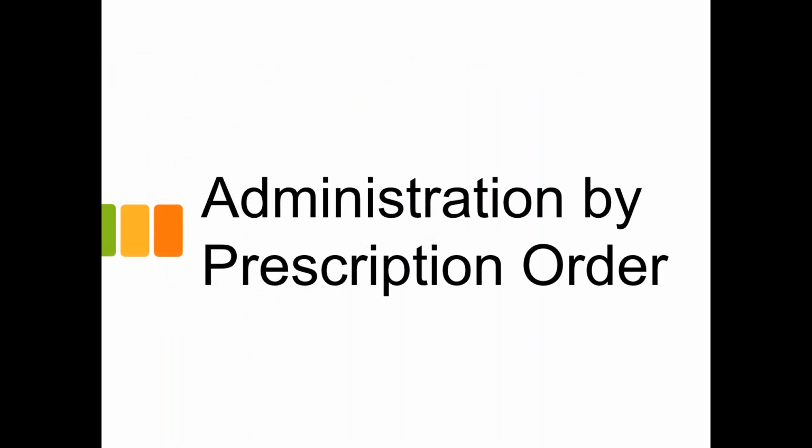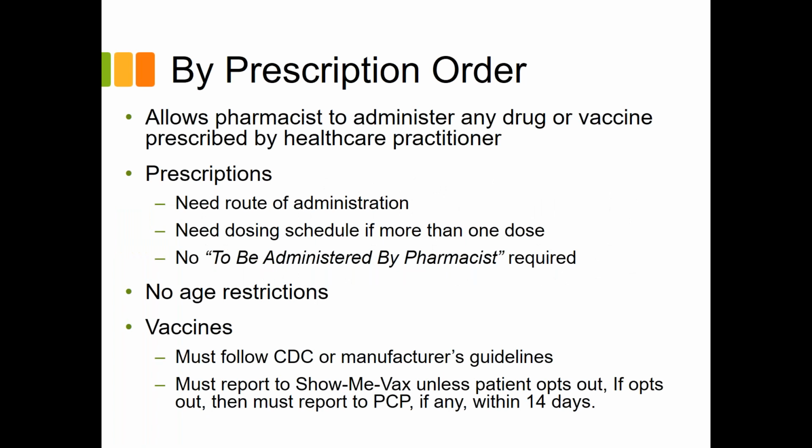So I'm going to move on now to administration by prescription order. This rule allows pharmacists to administer any drug or vaccine that's prescribed by a healthcare practitioner. The prescriptions need to have the route of administration on it, and if more than one dose is to be given, then it needs to have a dosing schedule. Other than that, it's pretty much the same as any other prescription requirement, but we no longer require the statement on there that it can be administered by a pharmacist. That's no longer required, so you don't need to be calling and getting clarifying prescriptions and adding that to it.